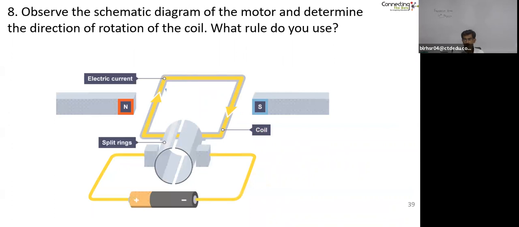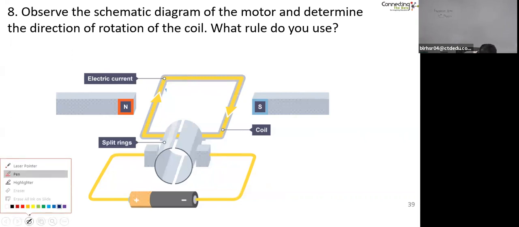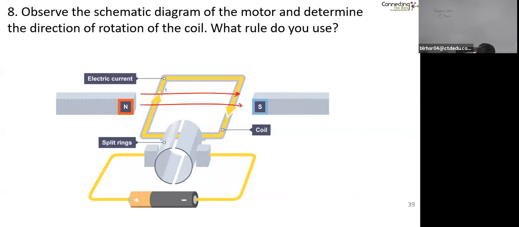Our last question in our practice session is, we have a schematic diagram of the motor and we have to determine the direction of rotation of the coil. So let's analyze this. What rule do we use? We use Fleming's left-hand rule, like we have done on so many occasions. So let's first write down the direction of the external magnetic field. The magnetic field is from the north to south pole. The current flow is as indicated here. The current is flowing in that direction over there and in that direction over here.